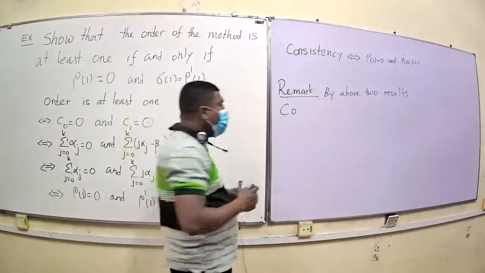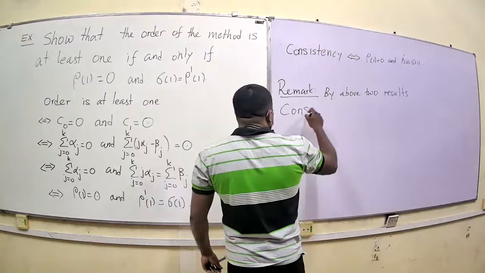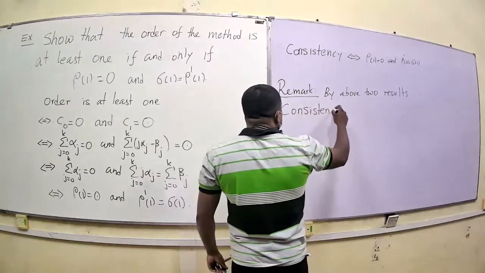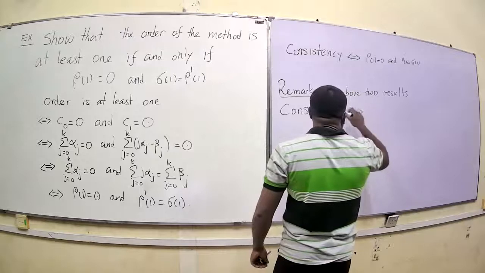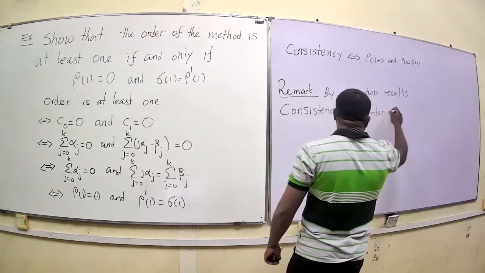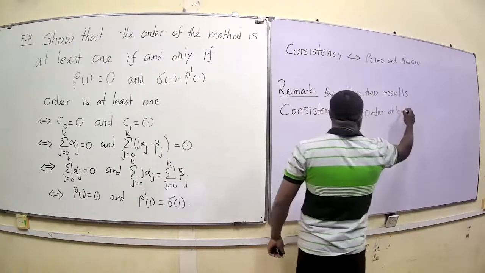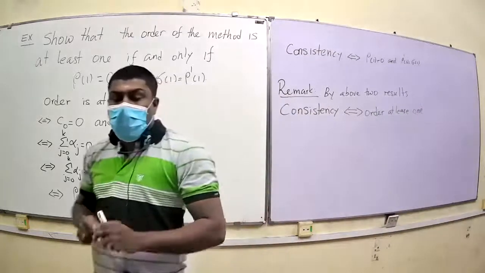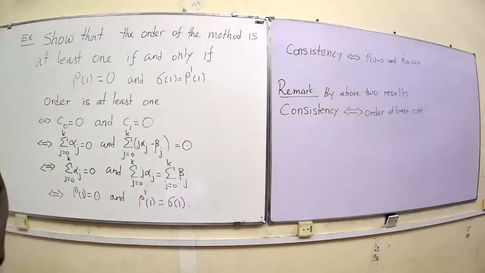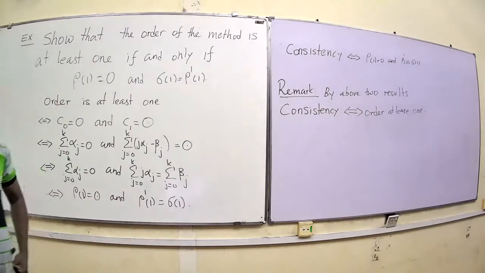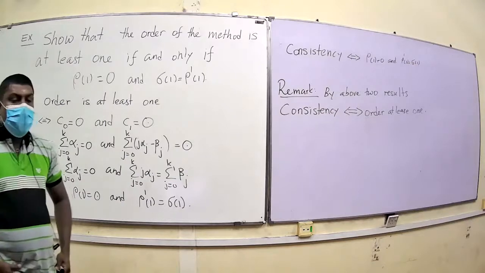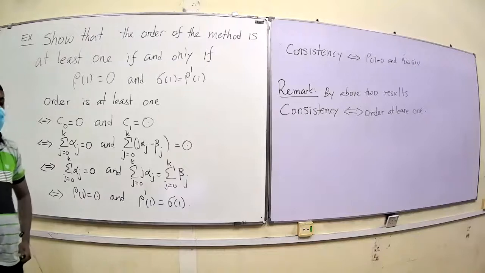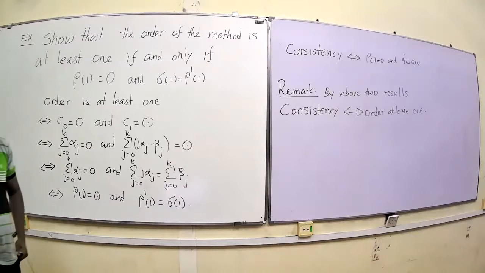By the above two results, we get that the method is consistent if and only if the order is at least 1. So if they want you to check the consistency of the method, you just need to check the order. If the order is greater than or equal to 1, then clearly you can say that the method is consistent.